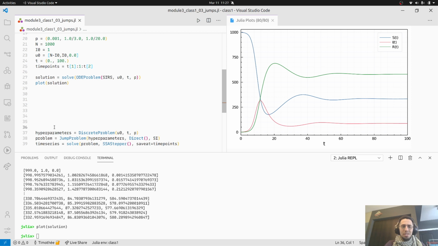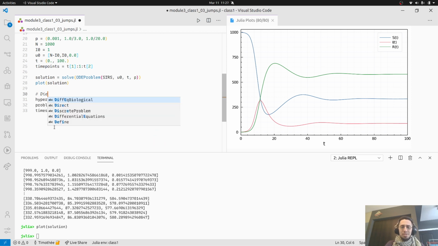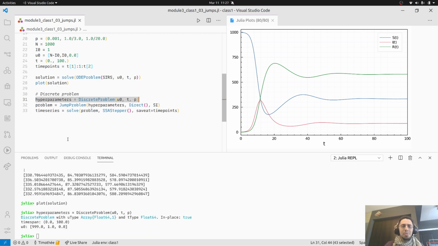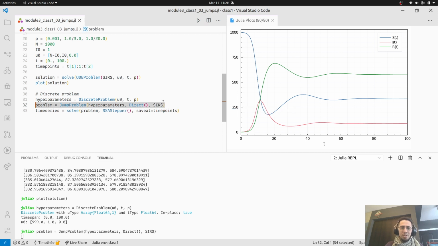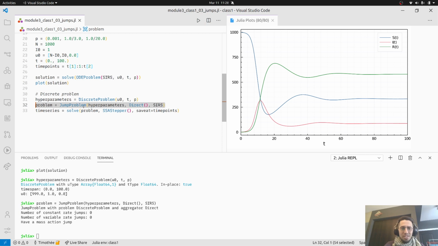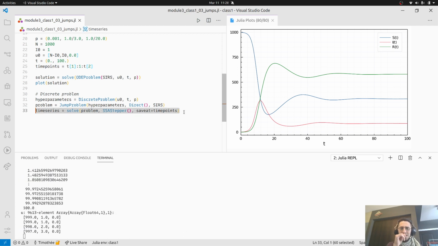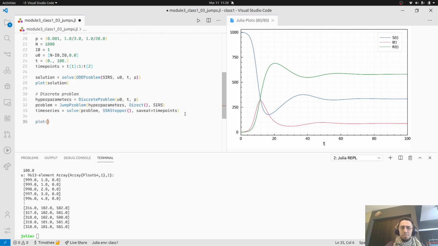So what we're going to do here is, instead of solving it as an ordinary differential equation problem, we are going to solve it as a discrete problem that implements a whole different family of algorithms. We specify the hyperparameters: here's the time span, and here is the initial population size. And instead of saying it is an ODE problem, we're going to call it a jump problem. There are a few other stochastic solvers in the package, but we can specify this as a jump problem for the time being. We do our time series here, and I'm going to plot that and we'll discuss after.